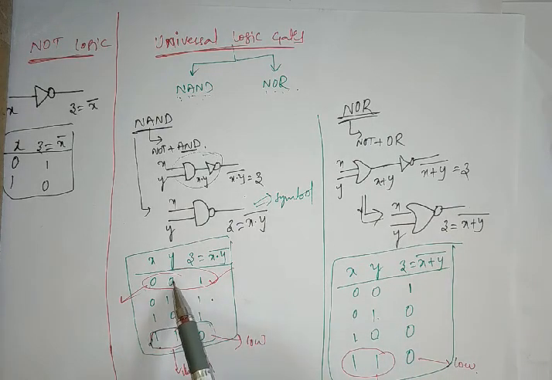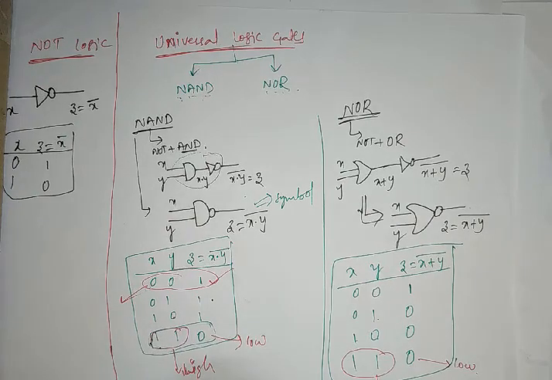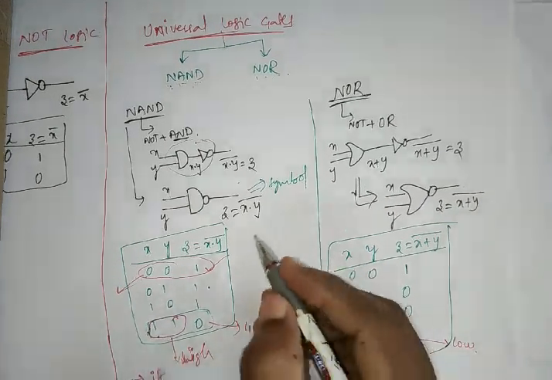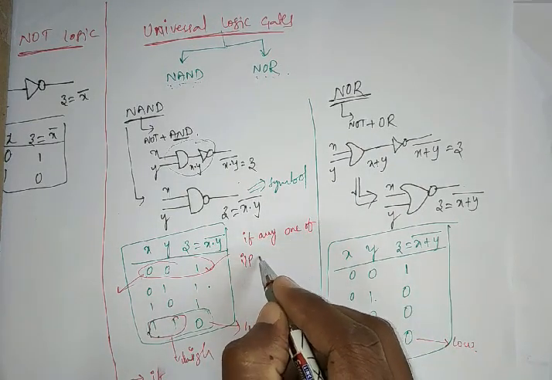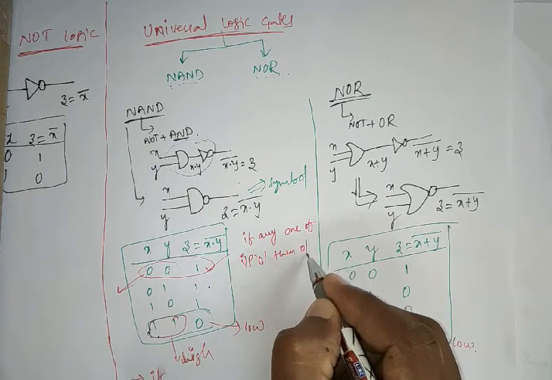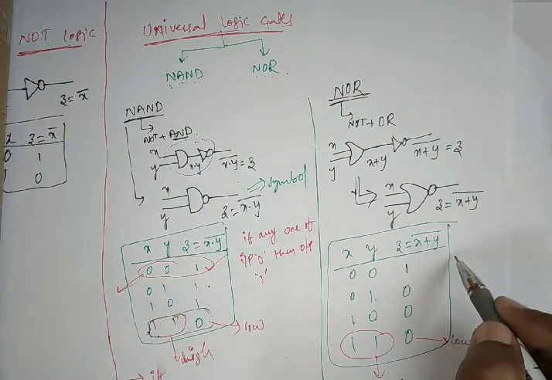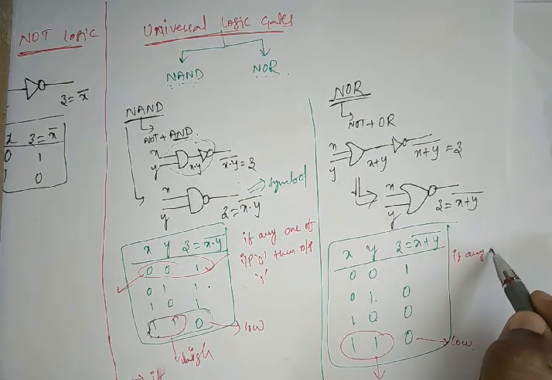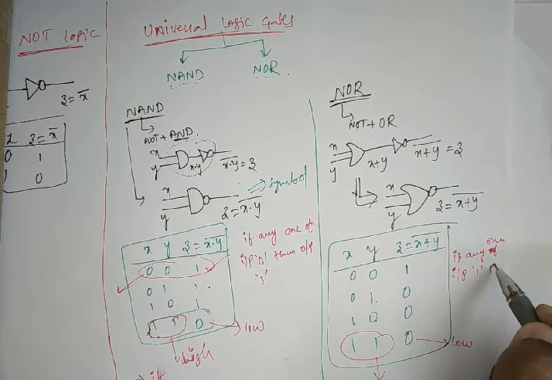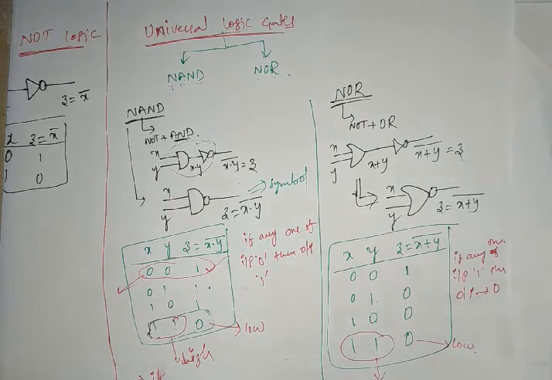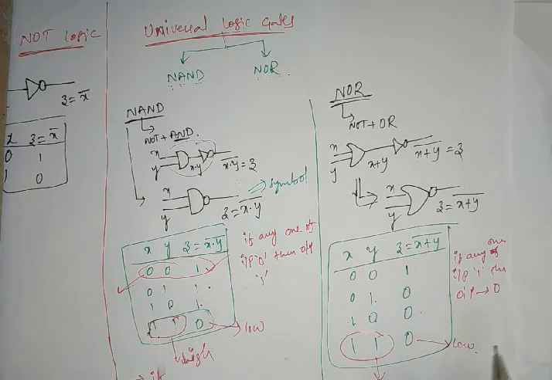In NAND, if any one of the inputs is 0, then the output will become 1. In NOR it is the reverse: if any one of the inputs is 1, then the output will become 0. It is a reverse. If any input is 0, then the output is 1. If any input is 1, then the output is 0. That is the reverse operation of NAND and NOR. The reverse of NAND is NOR, and the reverse of NOR is NAND.